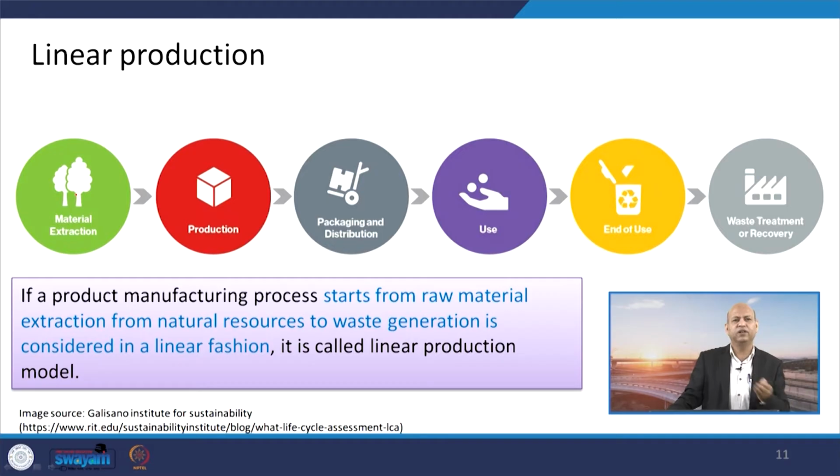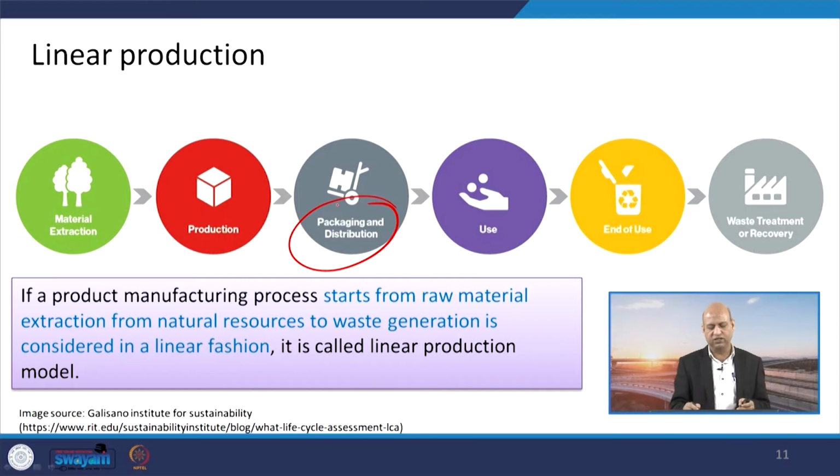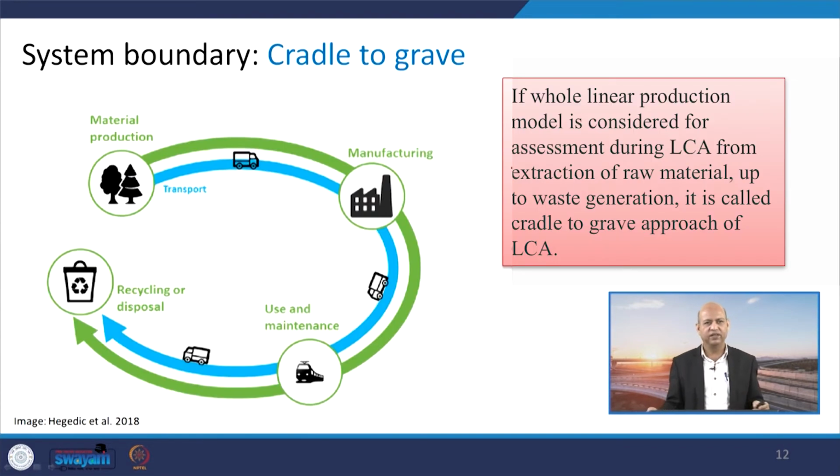And there may be production chains in different ways. Like linear production, which is a manufacturing technique: the material extraction, then production, then packaging and distribution, then utilization and use, and the disposal, so waste treatment or recovery. This is a kind of linear production stream, you can say, for this particular LCA exercise.